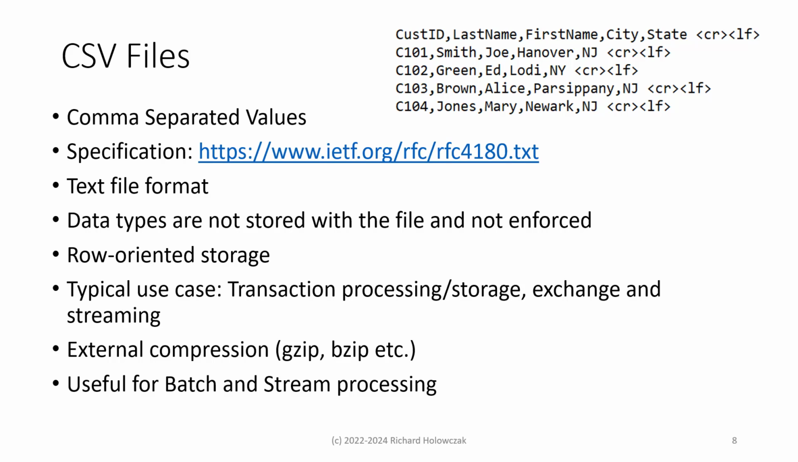If we want to compress this data, we can use some external compression. Usually that's something like gzip or bzip or something like that. And again, it's useful for batch and stream processing because it's very easy to add new records to the end of the file.